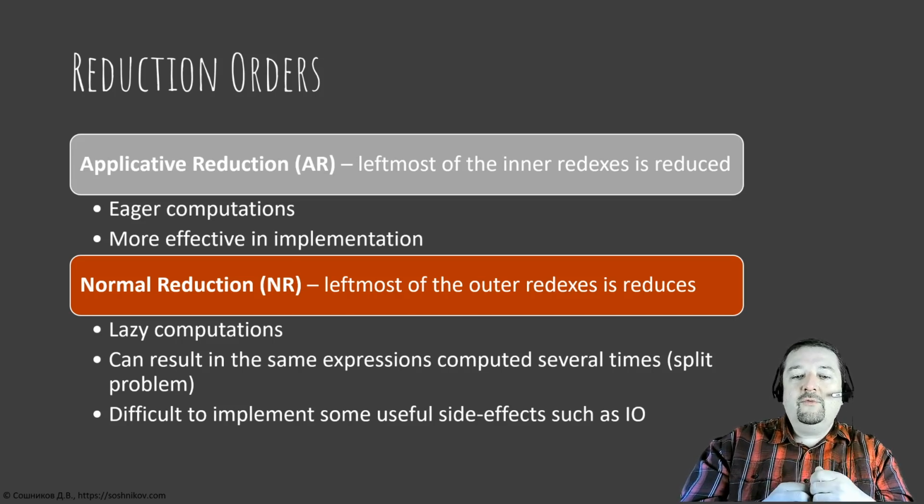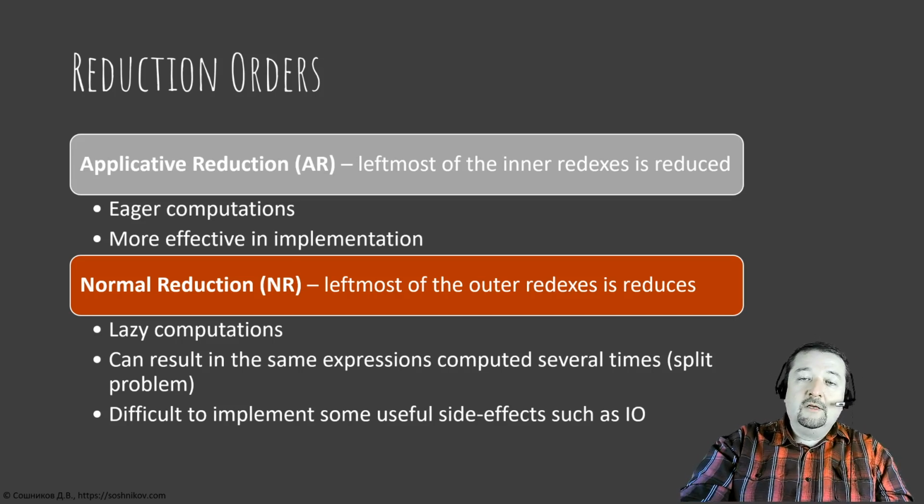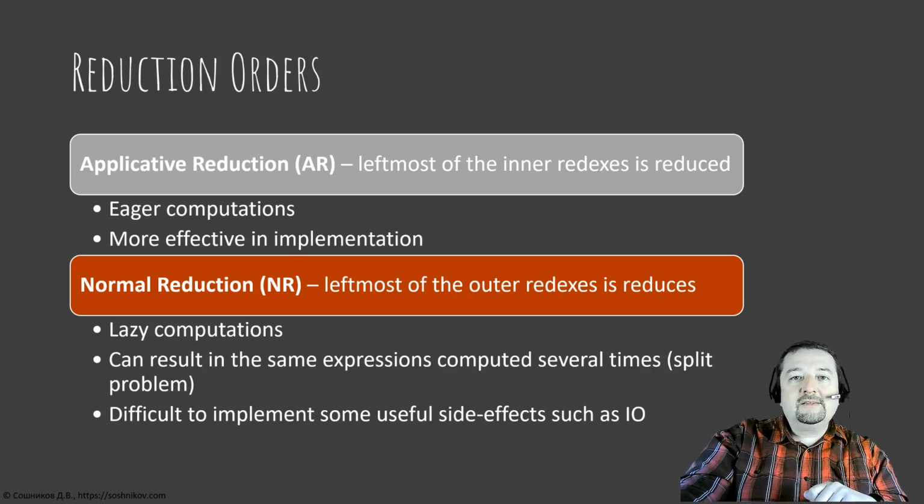The other way, if we want to reduce the leftmost of outer redexes, this is called normal reduction, or lazy computation. And this is the way some other functional languages are implemented, for example, Haskell. As we have seen in our example, applicative reduction resulted in an infinite loop, and normal reduction gave us the correct result. So this kind of lets us think that normal reduction is better.